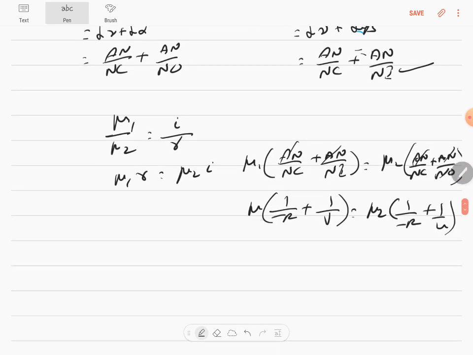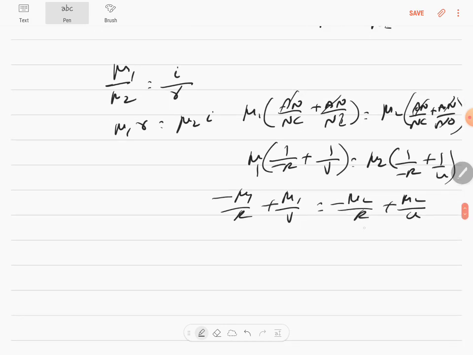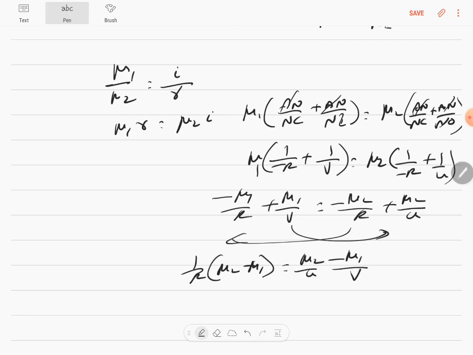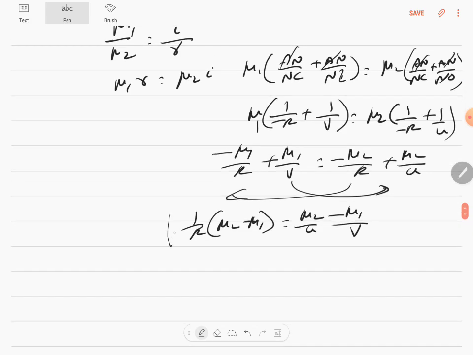So taking it inside, minus mu 1 by R plus mu 1 by V is equal to minus mu 2 by R plus mu 2 by U. You want to get mu 2 minus mu 1 by R, so take it to that side. So you get 1 by R into mu 2 minus mu 1 is equal to, bring this that side, mu 2 by U minus mu 1 by V. So this is the final formula for the second one.